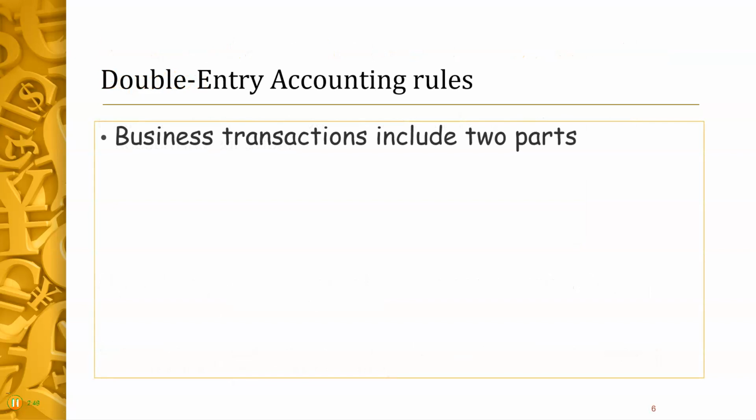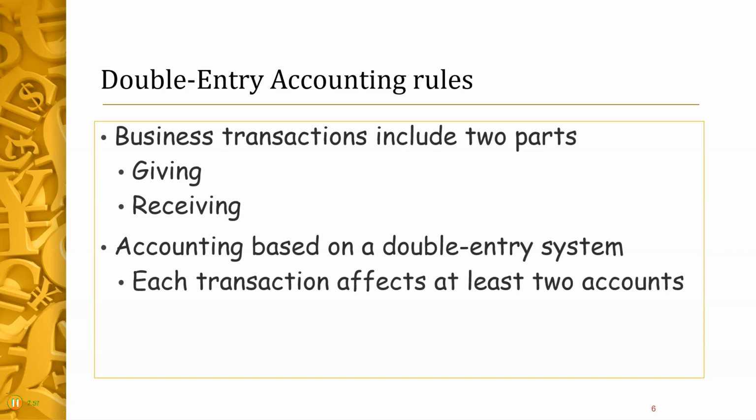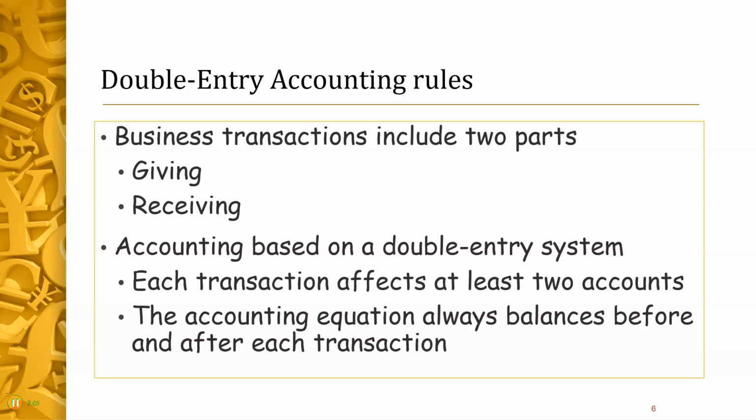Business transactions always include two parts, giving and receiving. Accounting is based on a double entry system. Each transaction affects at least 2 accounts. There could be more than 2 accounts, but there can't be less than 2 accounts. The accounting equation always balances before and after every transaction.